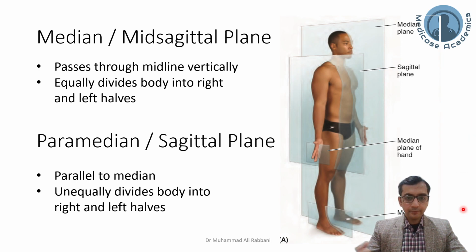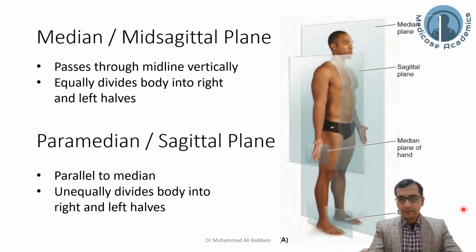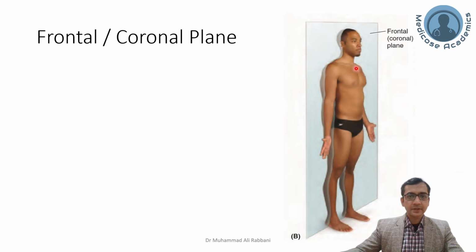And these will be dividing the body into unequal right and left halves because it depends upon the position of the plane you are placing. So these are the median plane in the midline, and the paramedian plane away from the midline but parallel to the median plane. Alternate names are mid-sagittal plane and sagittal plane respectively.